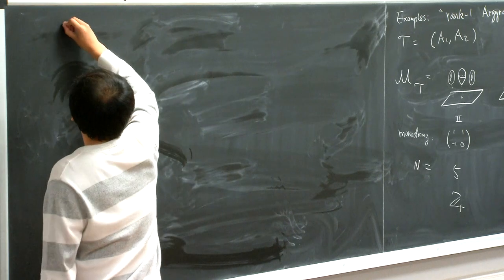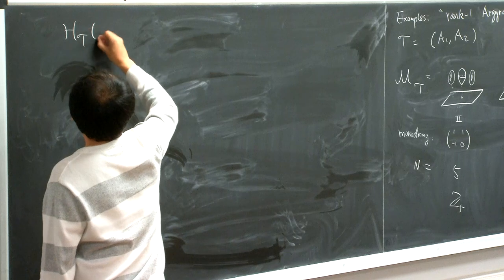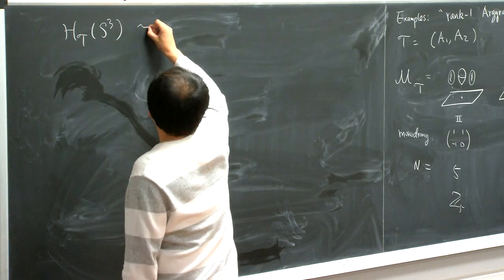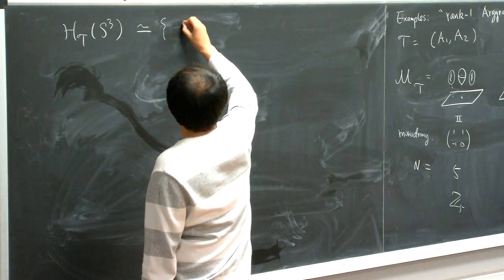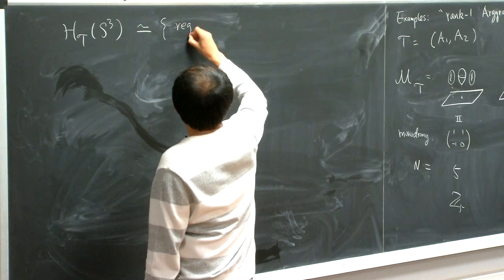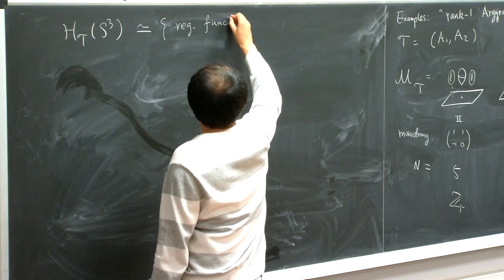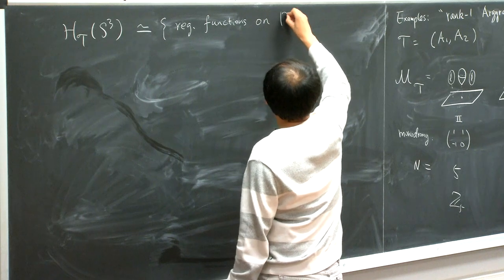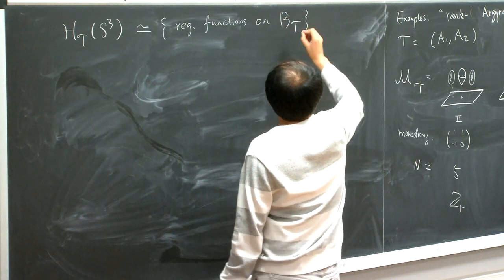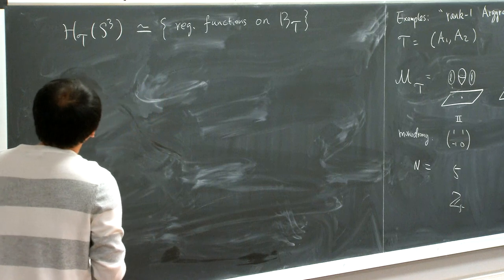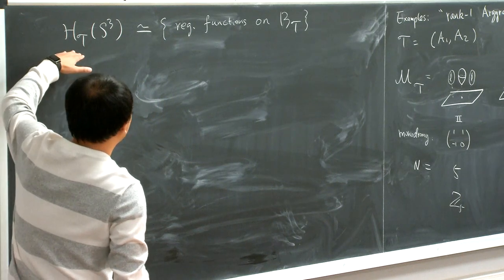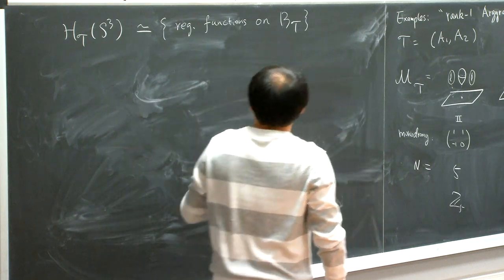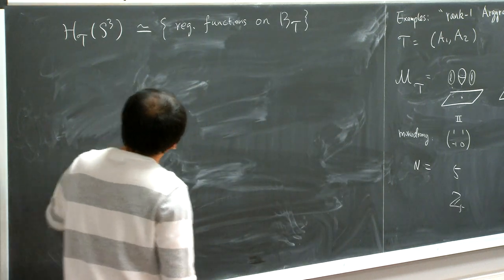Recall that the Hilbert space of the theory on S3 is identified with the space of regular functions on the 4D Coulomb branch B. And this is already a twisted theory, so the full theory can contain more states in the Hilbert space.